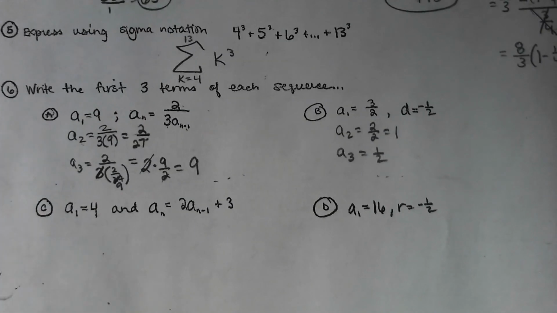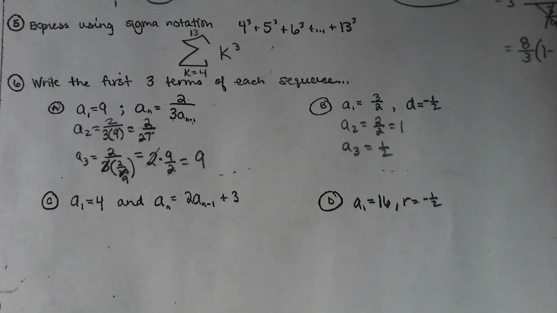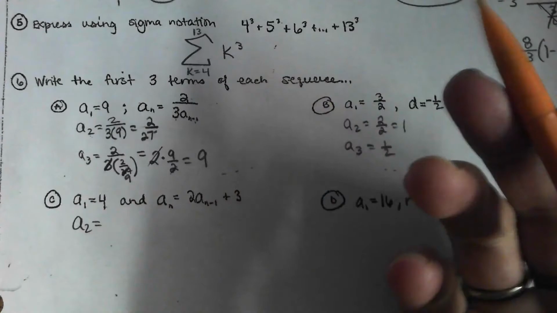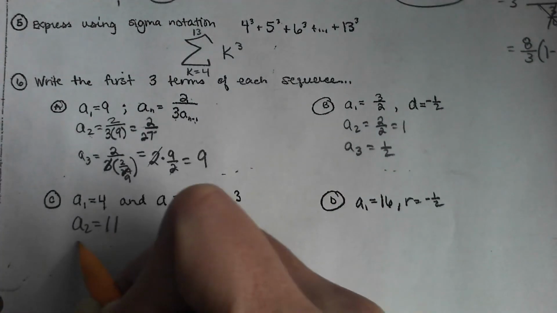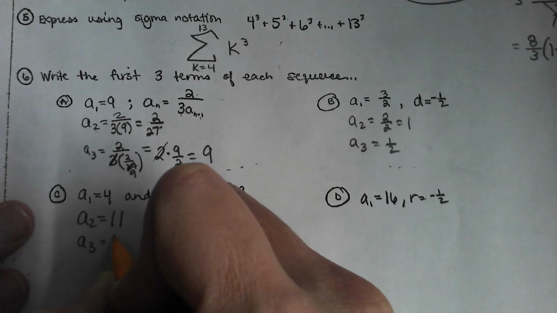C is another recursive. Now, why did I put that one on there? I don't know. That one's easy compared to the recursive that we did up here. We're just doubling the previous term and adding 3. So take 4, double it, and add 3. 11. Take that term 11, double it, and add 3. 22 plus 3 is 25.